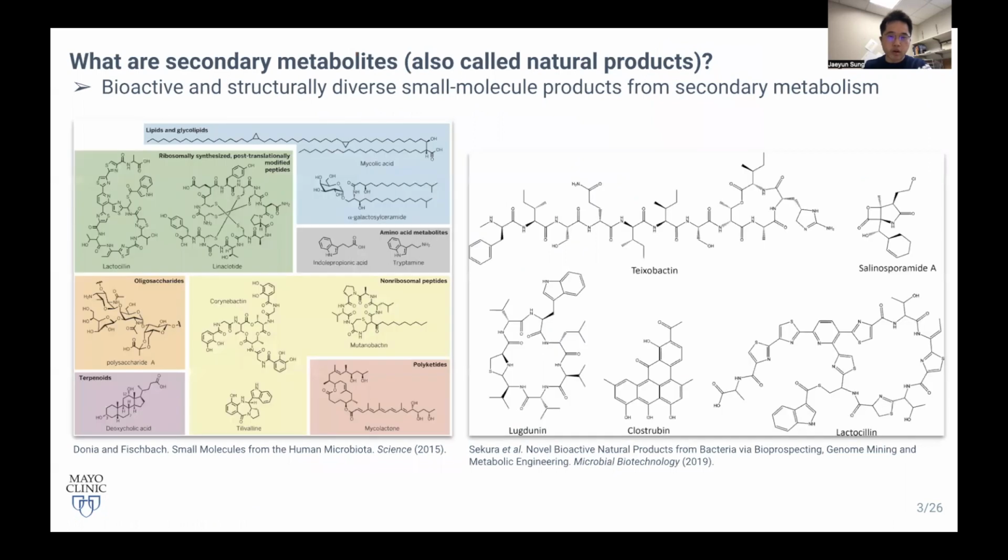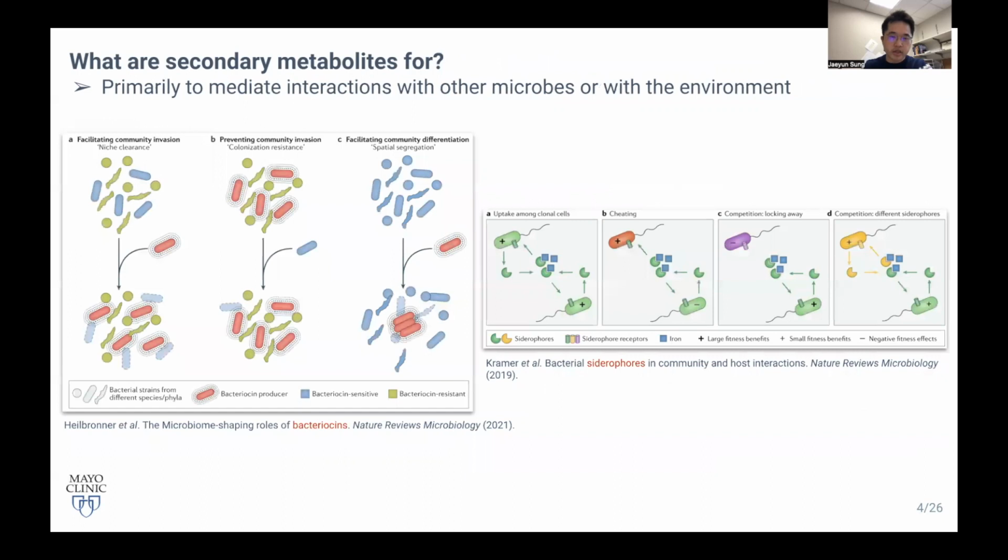So, what are secondary metabolites? Also called natural products. These are bioactive and structurally diverse small molecule metabolites from secondary metabolism, which are metabolic processes not involved in essential functions like growth, development, and reproduction. And the reason that microbes make secondary metabolites in the first place is so that they can interact with other microbes or with the environment. A couple of examples include the bacteriocins that microbes use to kill off competitors, or siderophores, which are mainly iron chelating molecules, as many people know, but also have a role in shaping community dynamics.